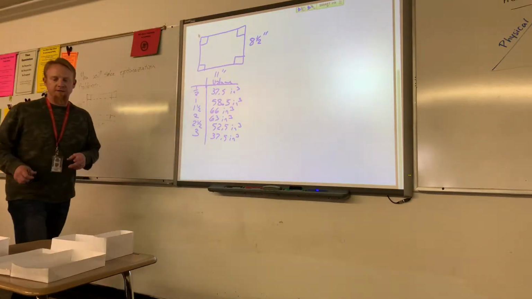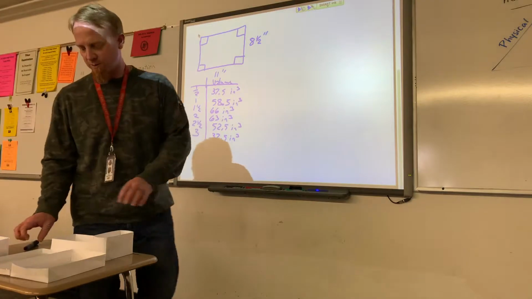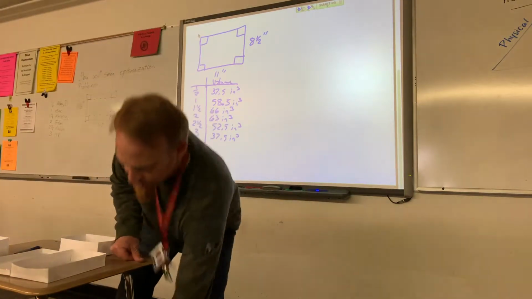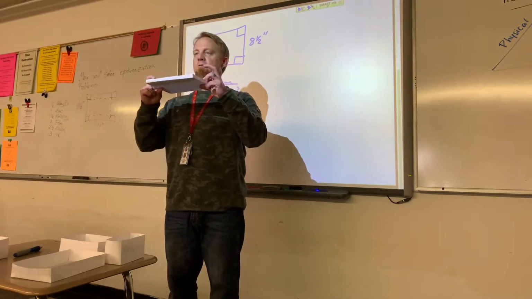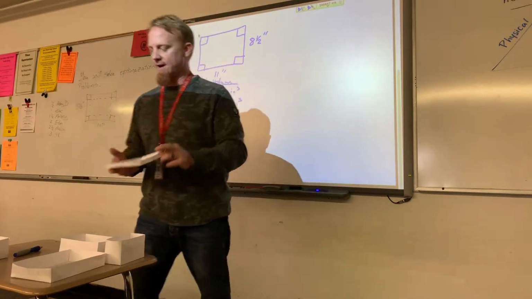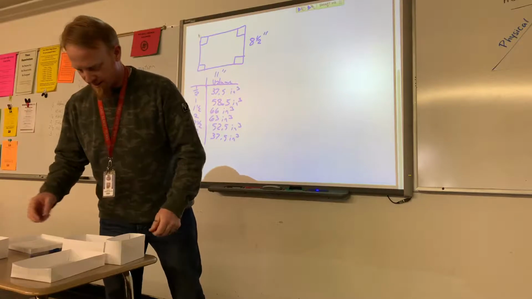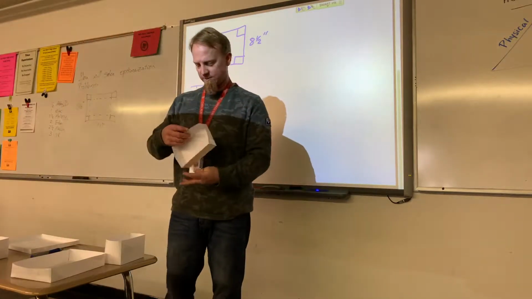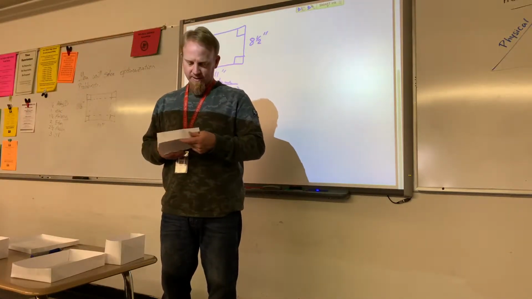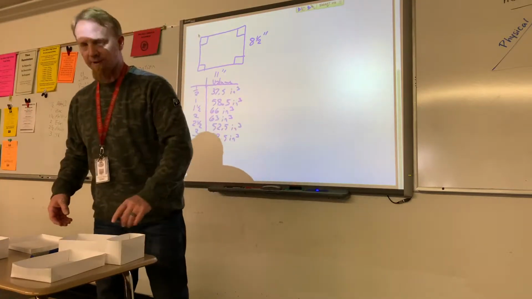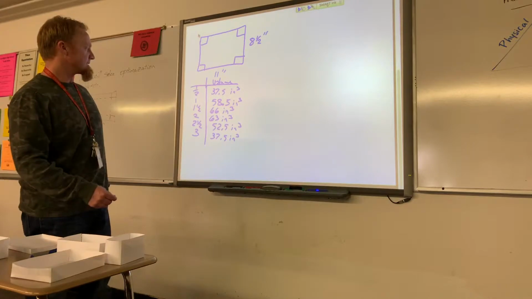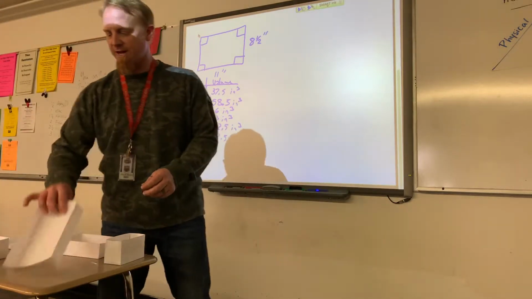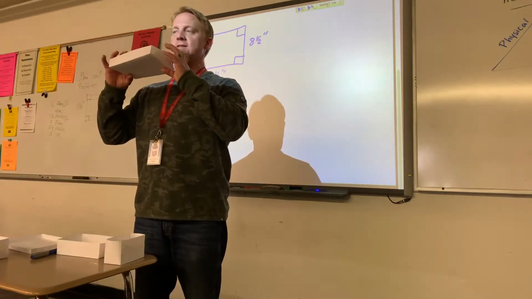Alright, so here are our different figures. We'll start from smallest to largest. Cutting off a ½ inch was our figure, and 37.5 inches cubed. Cutting off an inch, which is probably this one, that's 58.5. Cutting off an inch and a half was 66 inches cubed.